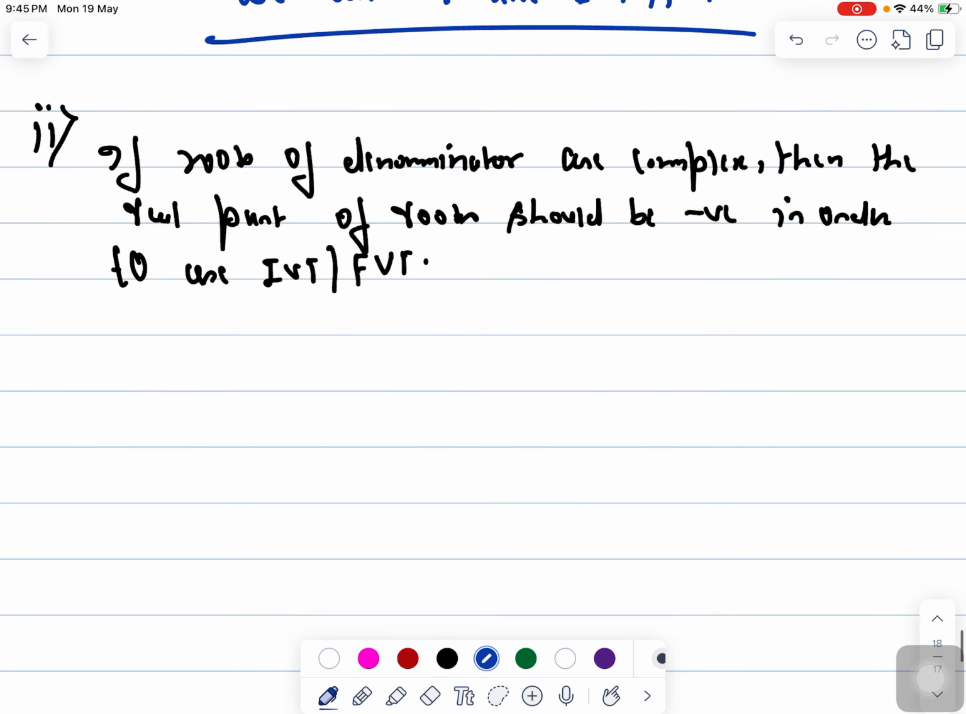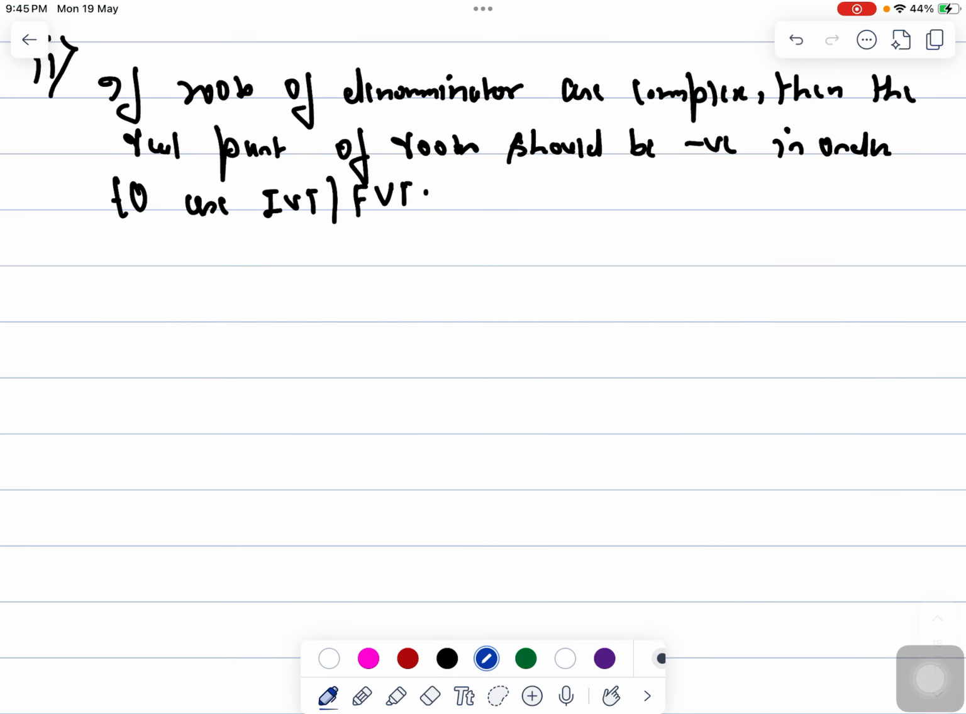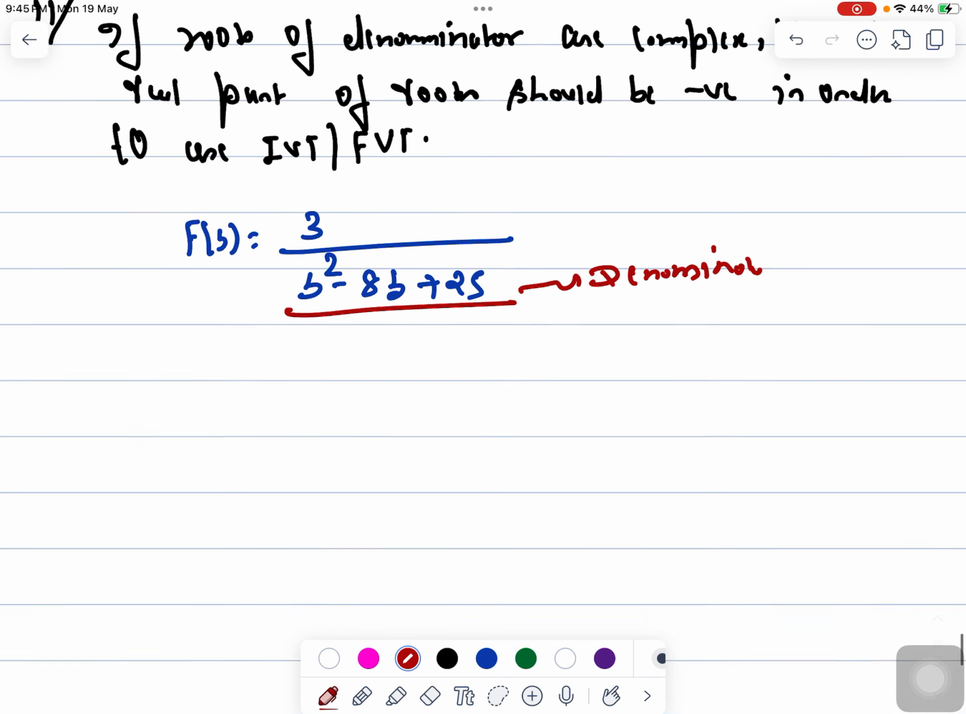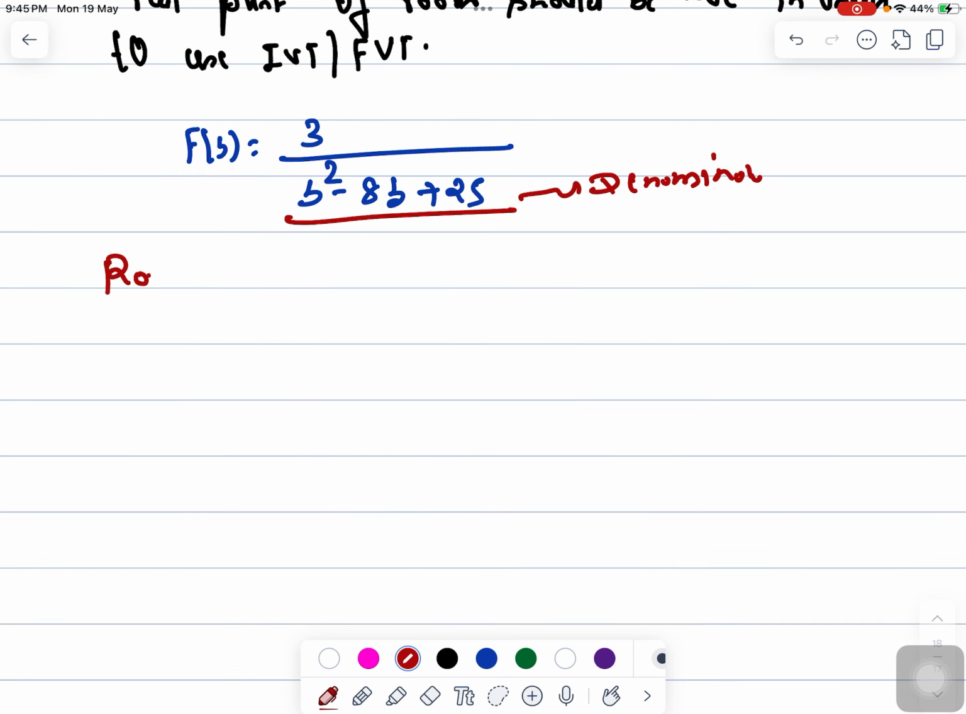So here you can see, let's say if roots are complex, right? Then what will be the scenario? Let's say you have a function F(s) that is equal to 3 divided by s square minus 8s plus 25. So what is the denominator? The denominator is this one. So what are the roots of the denominator? First we will calculate the roots.